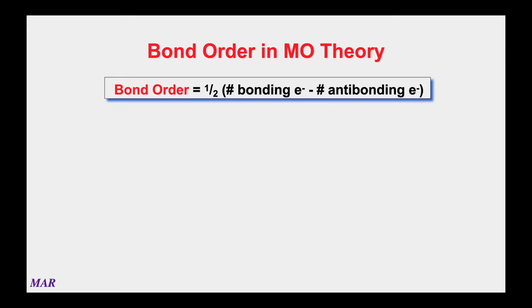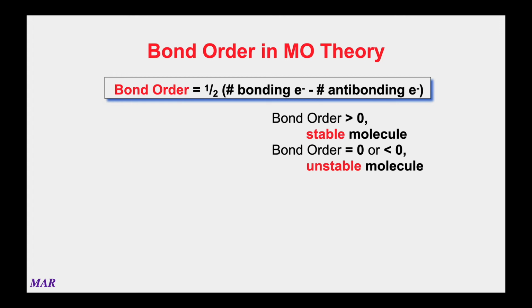When it comes to molecular orbitals, bond order equals 1/2 times the number of bonding electrons minus the number of antibonding electrons. If the calculated bond order is greater than 0, that means you have a stable molecule. It's a molecule that can form. On the other hand, if you have a bond order equal to 0, and we're going to see some of those, or in other classes you might have a bond order less than 0, but we won't see them in this class, those molecules are unstable and they probably won't form.